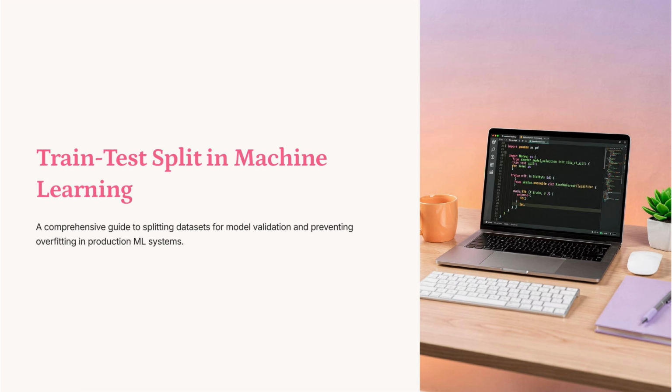The train-test split is crucial in machine learning. It involves dividing your dataset into training and testing subsets. This ensures models generalize well to new data, preventing overfitting. Typically, 70–80% of data is used for training, while 20–30% is reserved for testing. This balance is key for robust model validation.